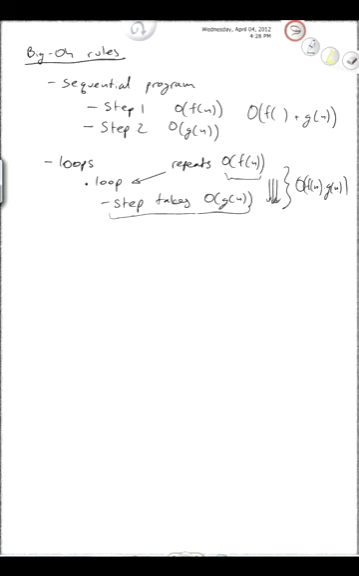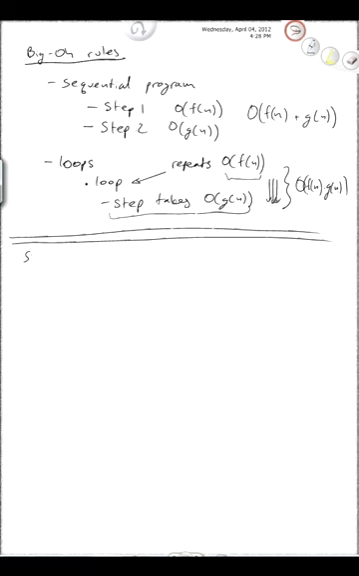And this really makes sense. The way that you can think about it is you can just think about rolling out this loop. So if the loop repeated 3 times, this step is going to get executed 3 times, and that really matches up with this sequential program rule that we saw at the beginning. So those are our two main rules about how to turn a program into some big O notation in terms of its running time.